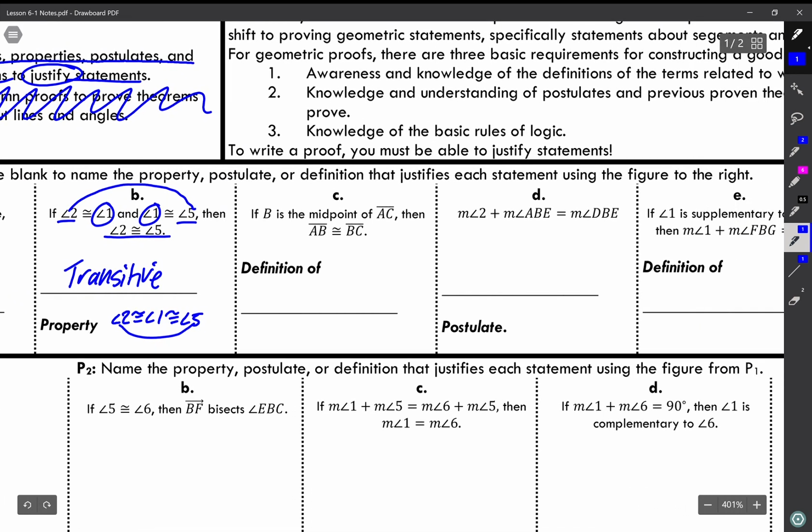All right, C. If B is the midpoint of segment AC, then segment AB is congruent to segment BC. Okay, this is a definition. I'm thinking if we're talking about a midpoint right here, this is going to be the definition of midpoint. And in fact, if you look on your list, the definition of midpoint says a midpoint is a point on a segment that divides it into two congruent segments, which we have right here, two congruent segments. Awesome.